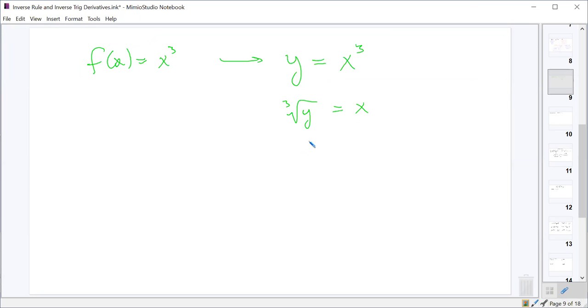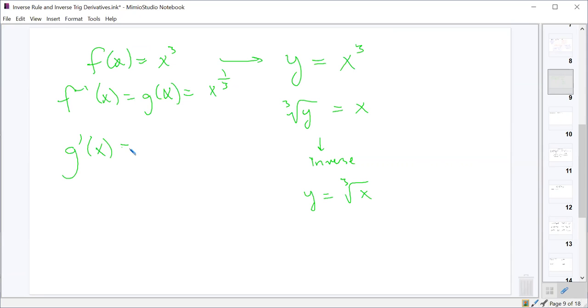And so to find the inverse function, we just flip the variables and get y equals the cube root of x. Right, so f inverse of x, which is g of x, is x to the 1/3 power. And what's the derivative of that? What's g prime of x? That should be 1/3 x to the negative 2/3. Everybody agree with that?